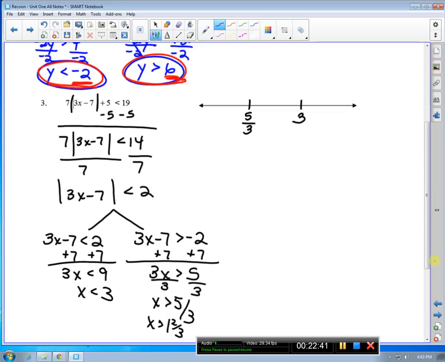And it says my x's are less than 3. So that's shading to the left. And it says my x's are greater than 5/3. So it's shading to the right. So we actually got a conjunctive answer this time. So all of our x's are in the middle, in the middle of 5/3 and 3. And we have open circles, so less than on each of those.